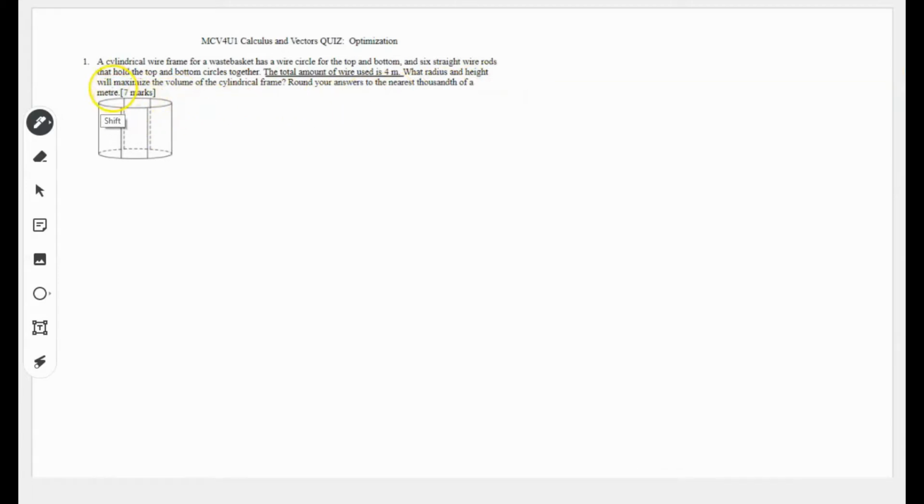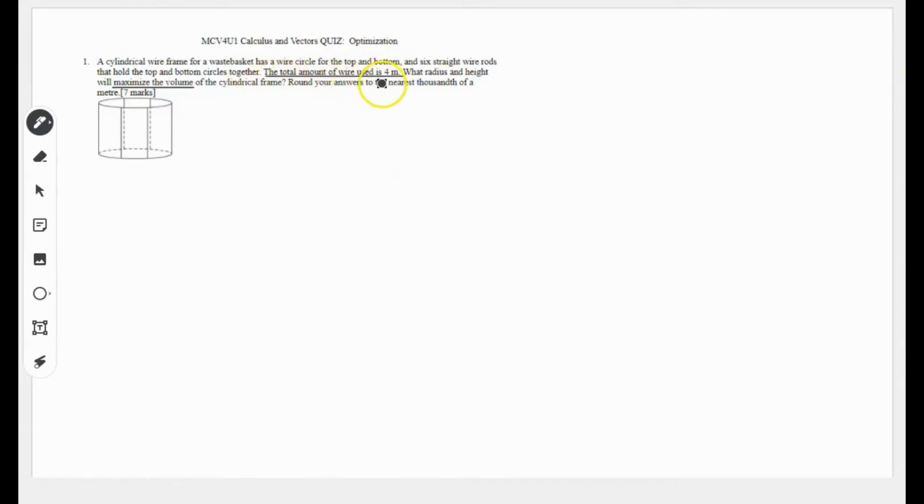That's important. We need to know what exactly we're trying to maximize or minimize of the cylindrical frame, and then round your answers. Okay, so 2 very important pieces of information here: what we want to maximize, or in some problems minimize, and the condition we have. So let's start with the condition.